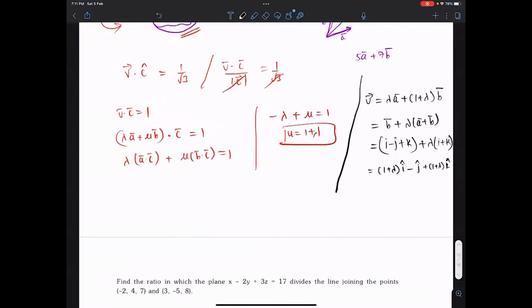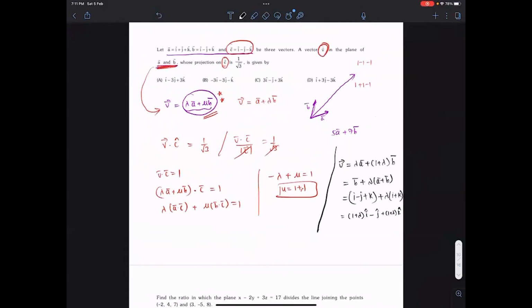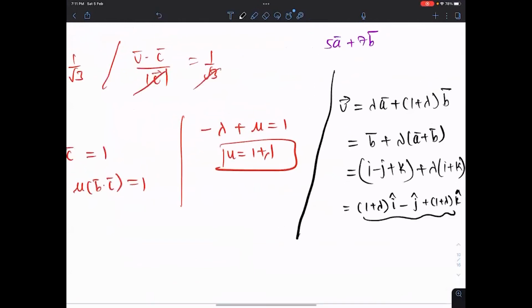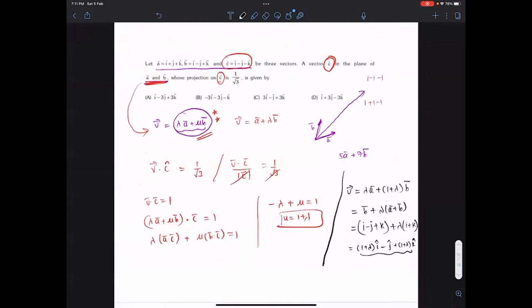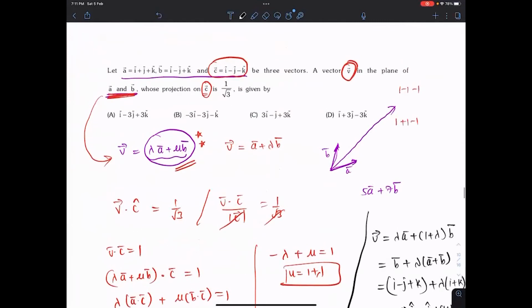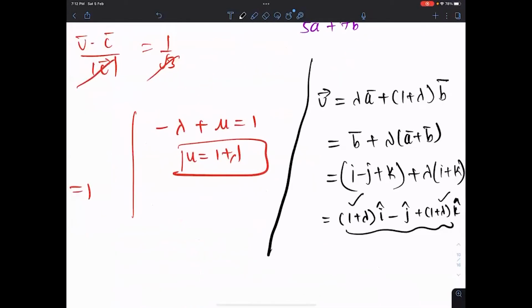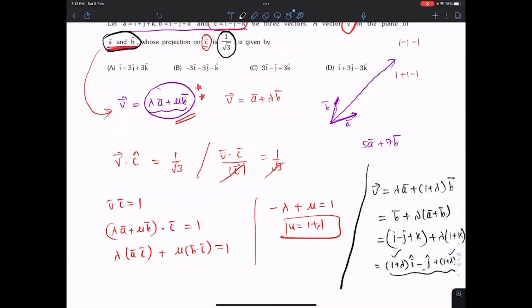There is no one definite answer for this. Any vector which is of this form will be in the plane of A bar and B bar, and its projection on C bar will be 1 by root 3. Now you need to see which vectors are of that form. The observation is that the x component and z component must be the same, and the y component must be minus 1. You see which vectors are like that? Only option C. That's all.